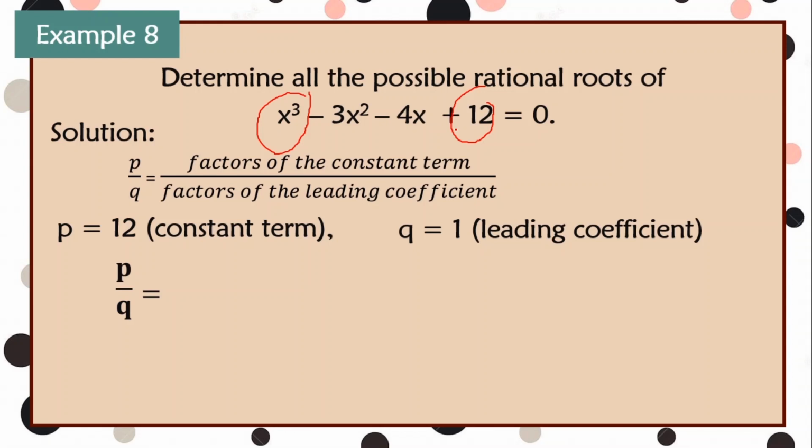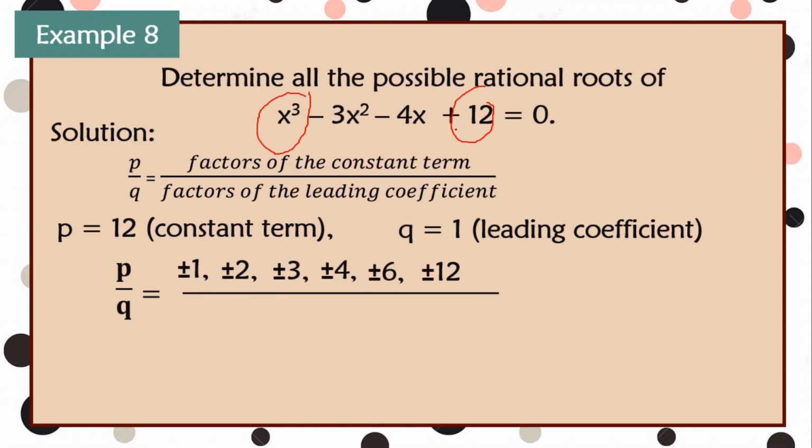So the factors of 12 are 1, positive and negative 2, positive and negative 3, positive and negative 4, and positive and negative 6. And last, positive and negative 12. So the factors are 1 times 12, 2 times 6, 3 times 4, and vice versa. So we simply write the factors in order. And for the factors of the leading coefficient 1, that is only positive and negative 1. So evaluate or simplify.